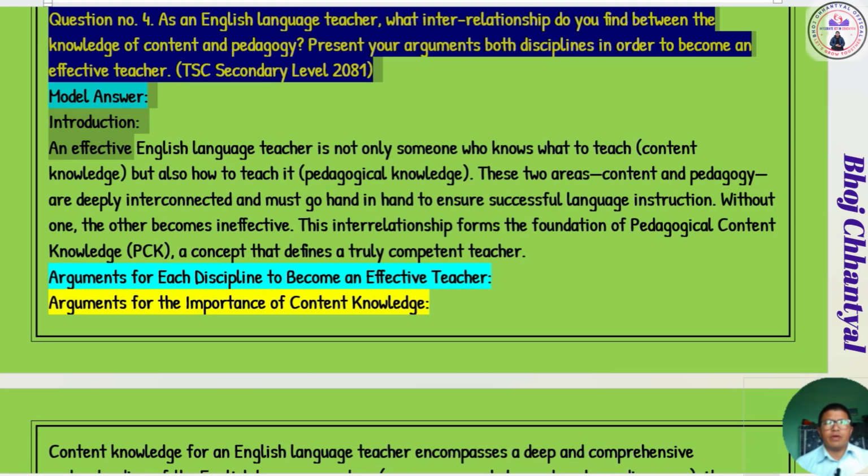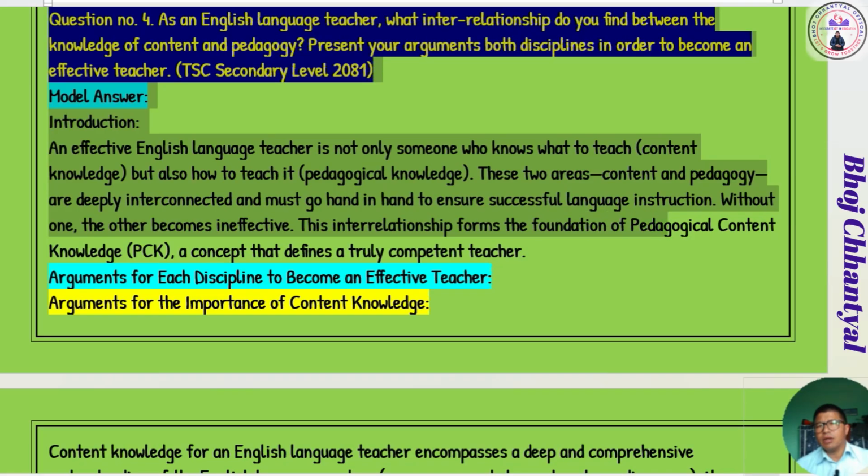Introduction. An effective English language teacher is not only someone who knows what to teach, content knowledge, but also how to teach it, that is pedagogical knowledge. These two areas, content and pedagogy, are deeply interconnected and must go hand in hand to ensure successful language instruction. Without one, the other becomes ineffective. The interrelationship forms the foundation of pedagogical content knowledge, PCK, a concept that defines a truly competent teacher.